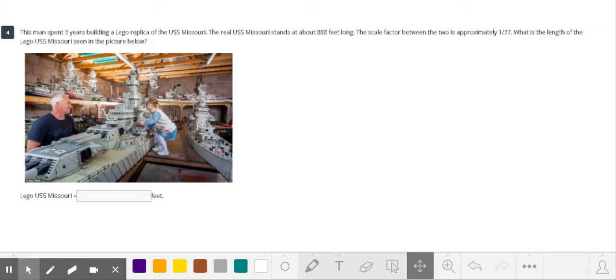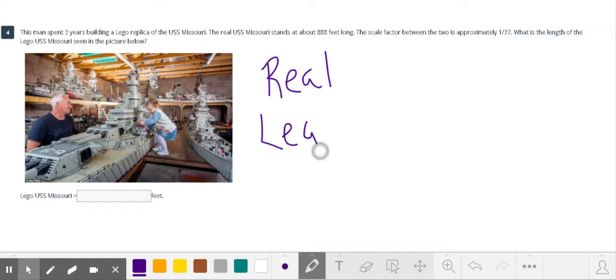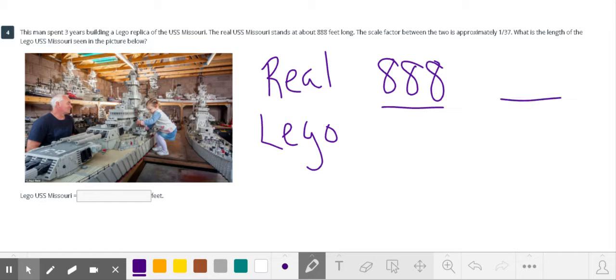So this crazy man built a replica of a ship, the USS Missouri, and he did it out of Legos. Okay, so now we've got the real ship and we've got the Lego ship. Okay, so now the real ship is 888 feet long. The scale factor is 1 to 37. Okay, so what that means is that for every foot on the Lego model, it's 37 feet on the real model.